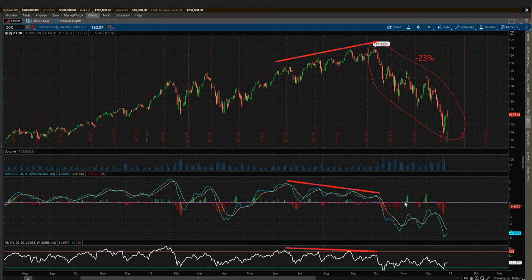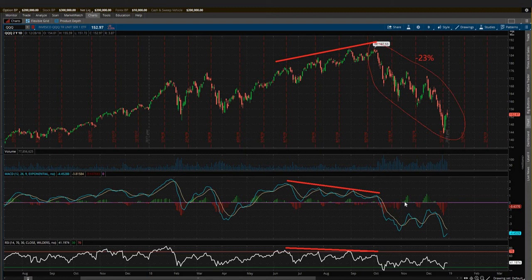This is Spencer with Numbers Up Finance, and today we're going to have a quick tutorial video on what divergences are, both bullish and bearish divergences, and how you can use them to improve your trading ability.